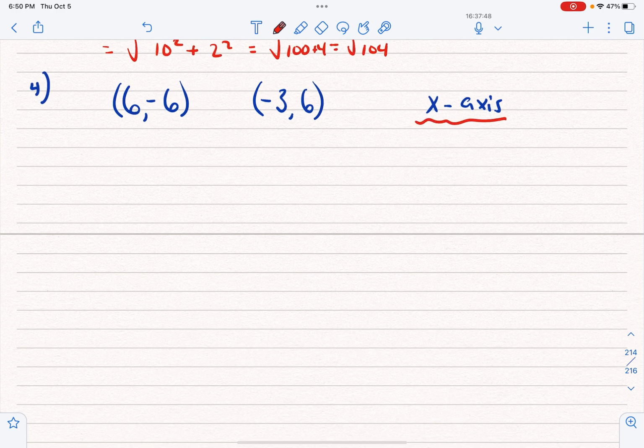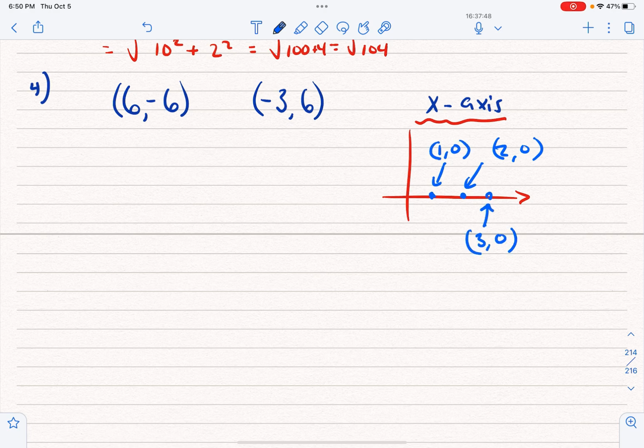X-axis. Every point on the x-axis, when you think about the coordinate plane, whether it be here or here or here, all those points, that could be like 2, 0. This right here could be 1, 0. This right here could be 3, 0. Notice what's in common is the y value is always 0. Every point on the x-axis has a 0 for a y value. And so we kind of know that going into it.